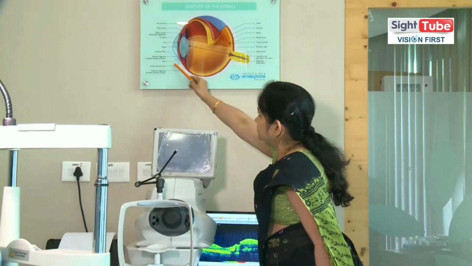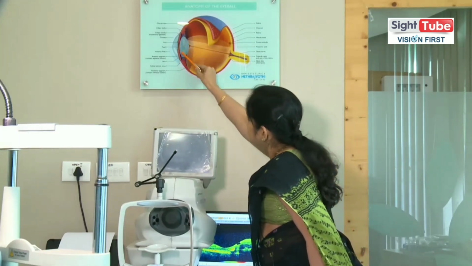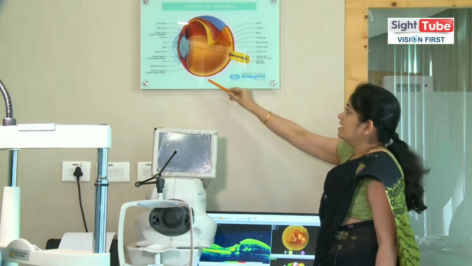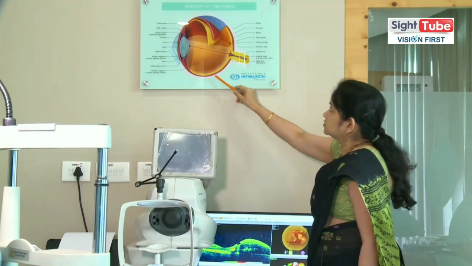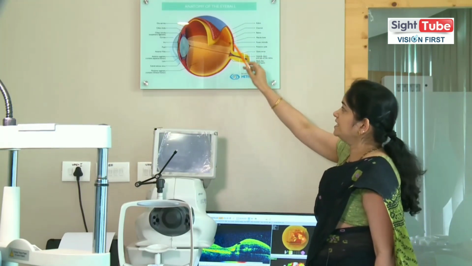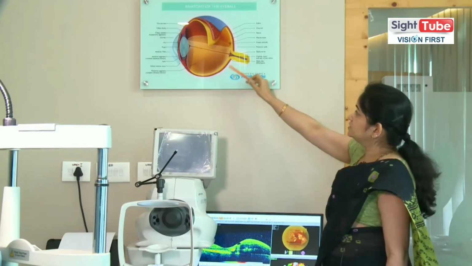This is the front part of the eye which is called the cornea or Krishnamani. This is the lens of the eye where the cataract gets affected, and this is the retina of the eye, which is also called the nerve of the eye. So, diabetes mainly affects the retina of the eye. The retina of the eye is divided into three parts.